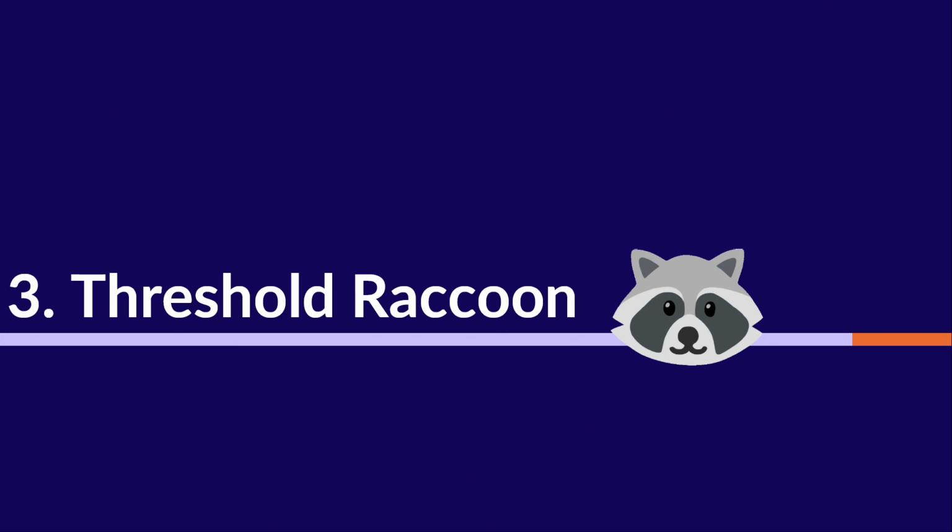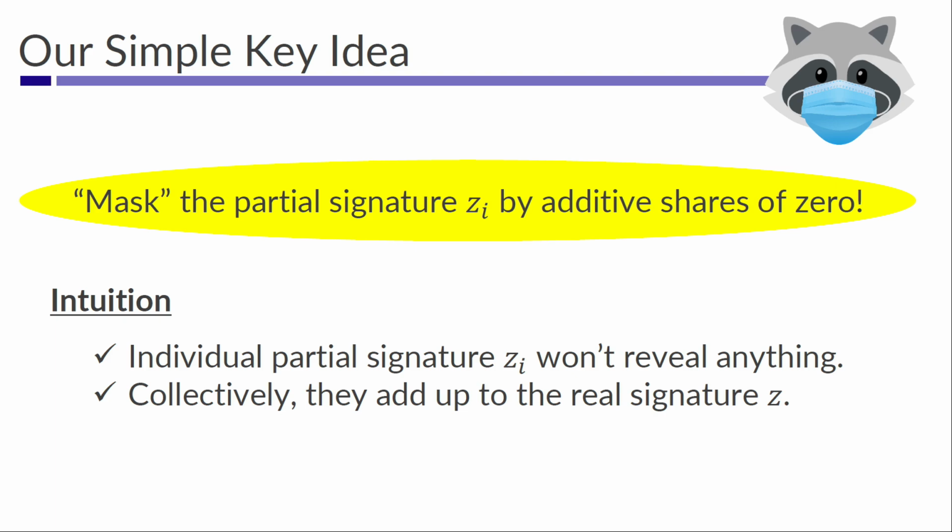I would like to take a bit of time to explain how we overcome this. And this brings us to Threshold Raccoon. Our simple key idea is to mask the partial signature zi by an additive zero share. This is very easy to understand. The intuition is that the individual zi will now be masked by this zero share, so it won't leak anything. But at the same time, when we collectively add them up, it will recover the normal signature z, because it's an additive zero share.